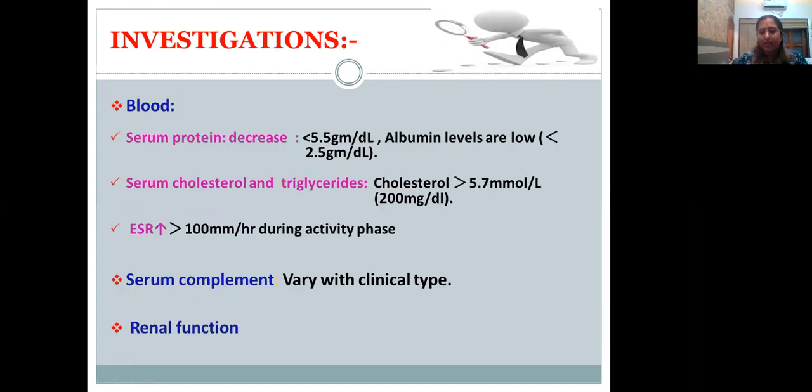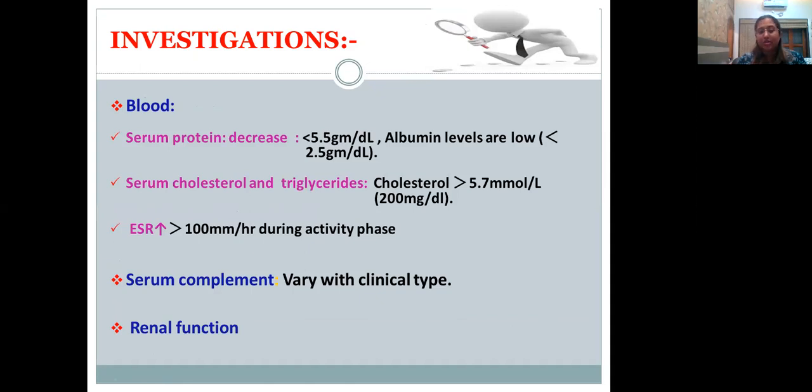Next, coming to the blood investigations. In blood, we are looking for hypoalbuminemia as well as hyperlipidemia. So serum protein is going to decrease, that is first of all less than 5.5, as well as the albumin is going to decrease, less than 2.5 grams per deciliter. There will be hyperlipidemia, so the serum cholesterol and triglycerides, cholesterol will be more than 200 mg per deciliter.